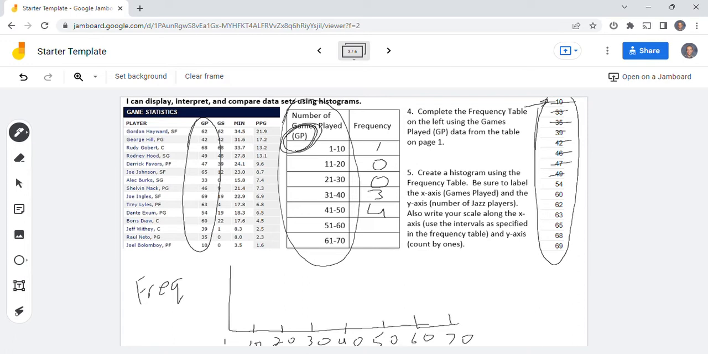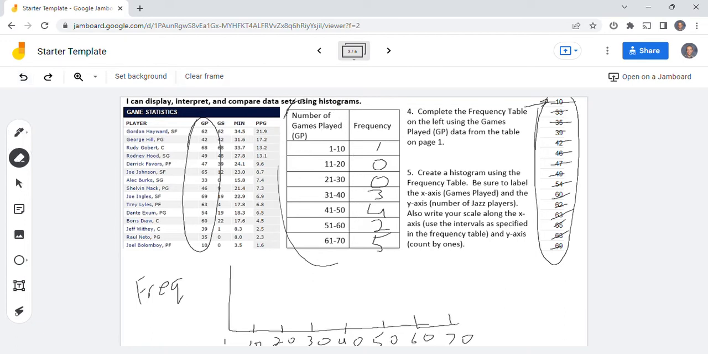51 to 60, we have 1, 2. 61 to 70, we have 1, 2, 3, 4, 5, for a total of 15. Make sure that when these are counted up, they should add up to 15. All right, let's take a look at our histogram now. We're going to draw those bars.